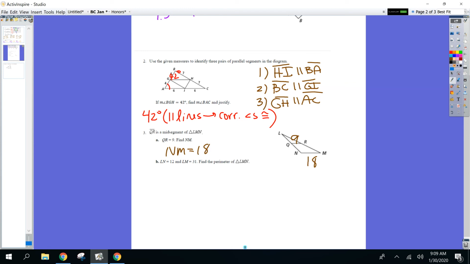All right, a little bit more sophisticated. I'm going to tell you the distance of LN is 12, and the distance of LM is 31. What's the perimeter of triangle LMN? I should have changed it to triangle LQR, but maybe next year. What's your perimeter, kids? 61. I know, tough, right? All right, now is where we get down to some algebra. This last question.